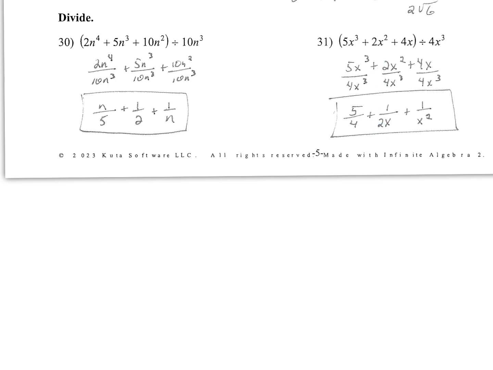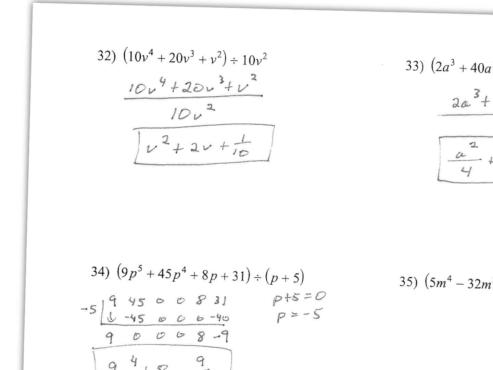2/4 becomes 1/2. And then 4x divided by 4x cubed. This is understood to be a 1. That's 1 minus 3, which is -2. X to the -2 in the denominator is written as x squared, and of course it's 1 over x squared, so that it is in the denominator. All right, let's take a look at the next page.